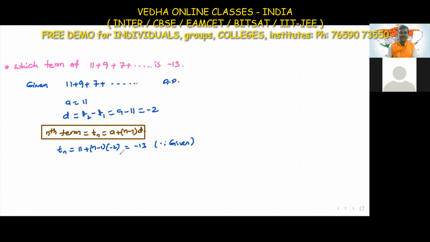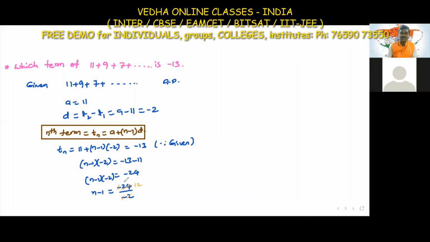Now take this 11 to the right side: n minus 1 into minus 2 is equal to minus 13, minus 11, which is minus 24. So n minus 1 into minus 2 is equal to minus 24. n minus 1 is equal to minus 24 divided by minus 2. Minus minus gets cancelled. 2 ones are 2, 2 twelves are 24, so 12. What is the n value here?